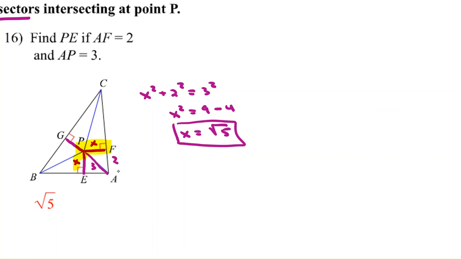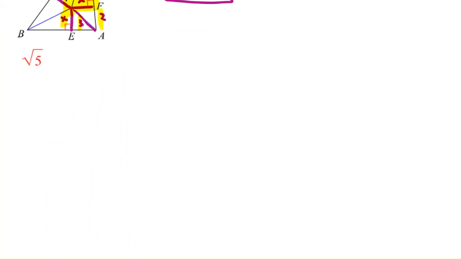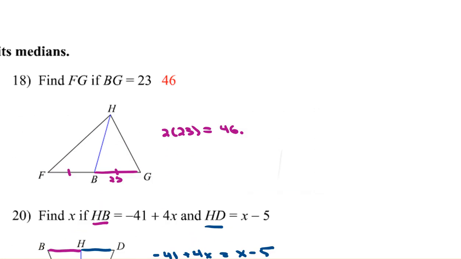And when they give us AF is 2 and a hypotenuse here of 3, we can use the Pythagorean theorem to get PF, which is equal to our PE, of root 5. It's more difficult to say than it is to do. Okay, let's move on here.